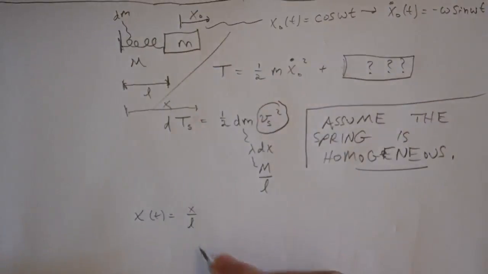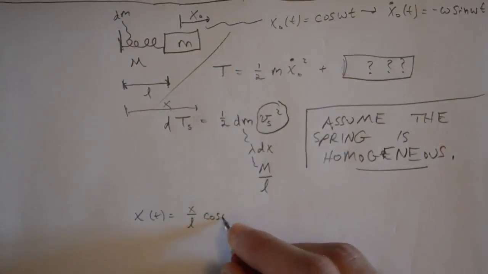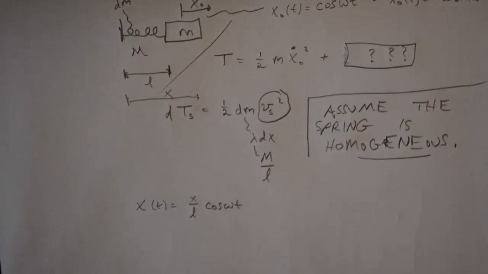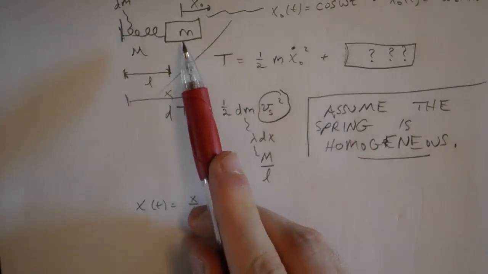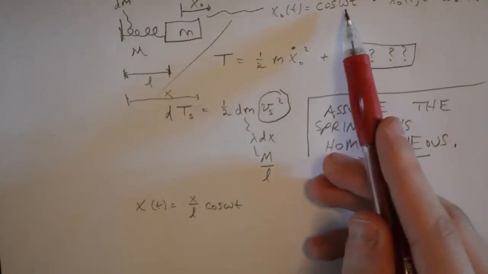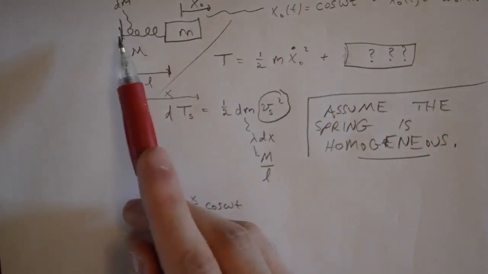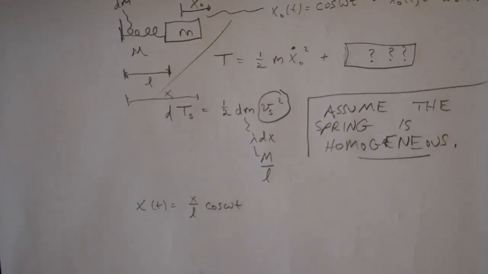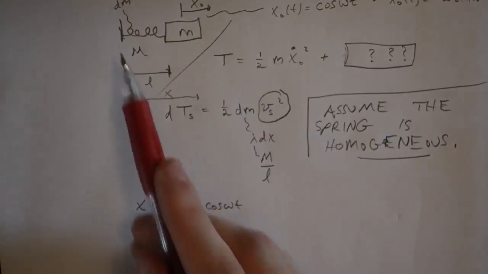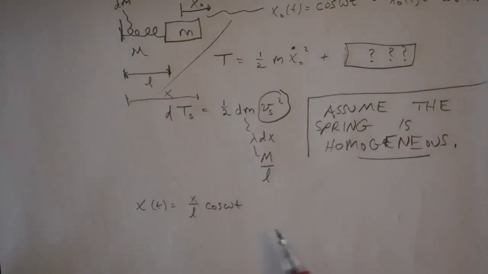So times x naught of t, which is cosine of omega t. What I've done here is I've made it so that when we're at position L, at the end of the spring, it's moving just like it should be moving, cosine of omega t. When we're at position 0, where we're fixed, it's not moving at all, since x over L is 0 over L, which is 0. And when we're at some place in between, it's moving somehow in between.